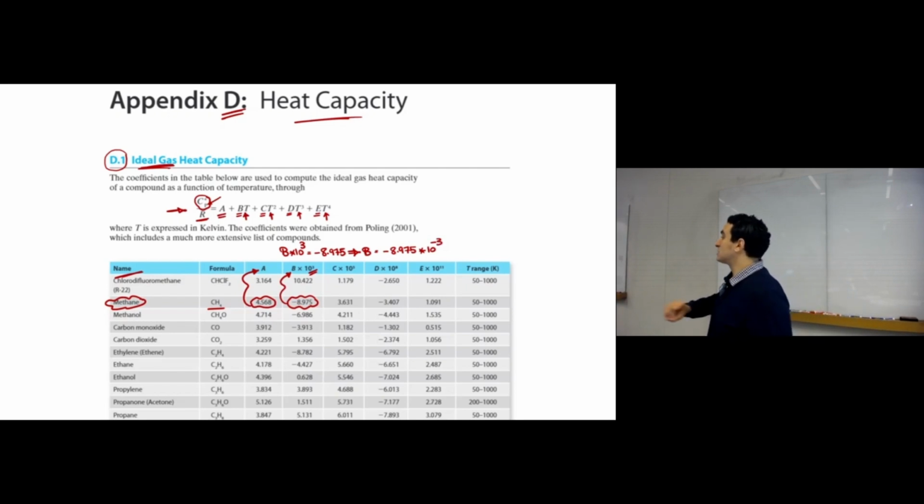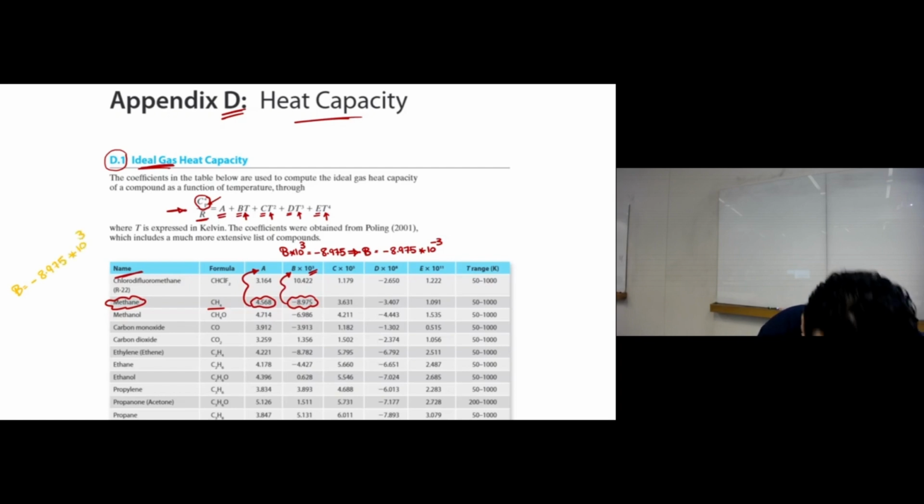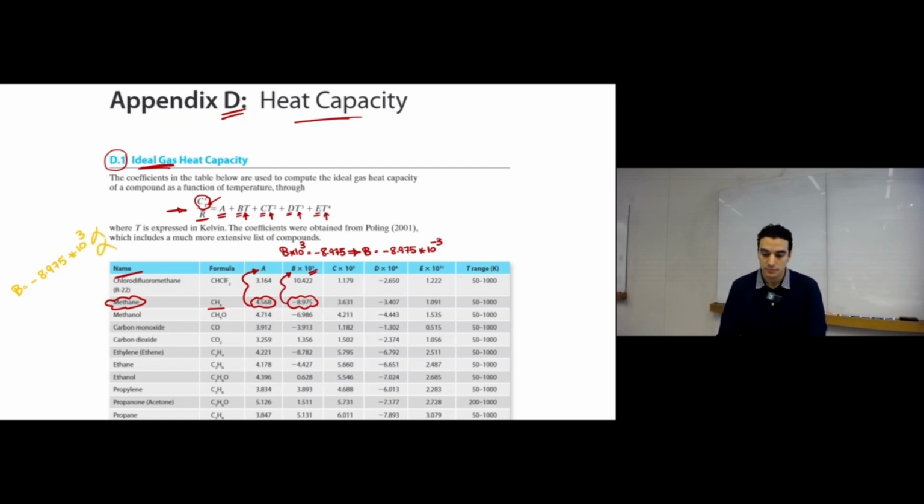And this is one of the mistakes that students make in solving these problems. By mistake, they give the number for B and say B is negative 8.975 times 10 to the power 3. This is wrong. Okay, so this is how we do it.